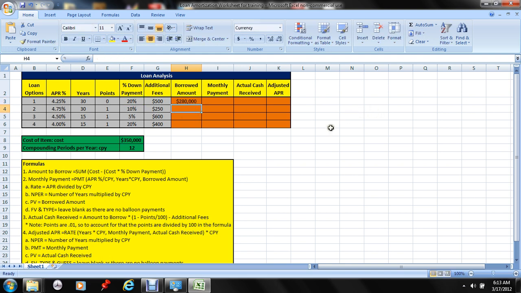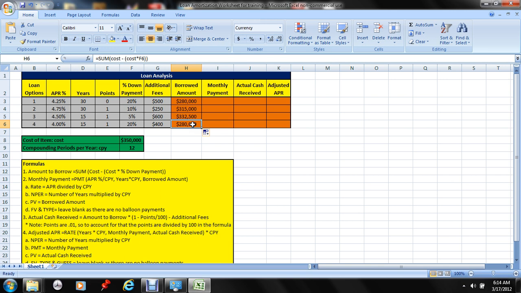So essentially what that's telling me is that 20% is down payment, which is 70,000 coming off of the amount borrowed. Now to apply this to the remaining 3 cells, go ahead and hover over the bottom right hand corner and you'll see that plus sign. Once you see that, go ahead and double click and it applies the formula to the remaining 3 cell options.